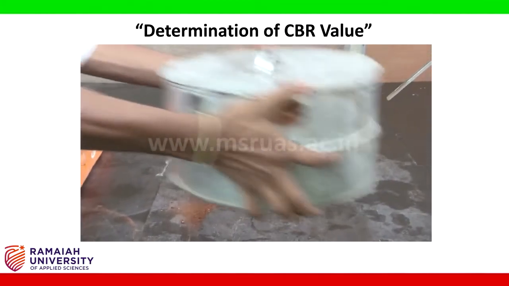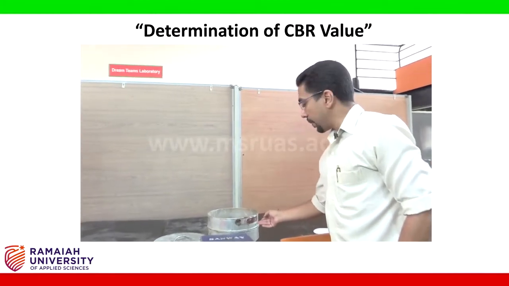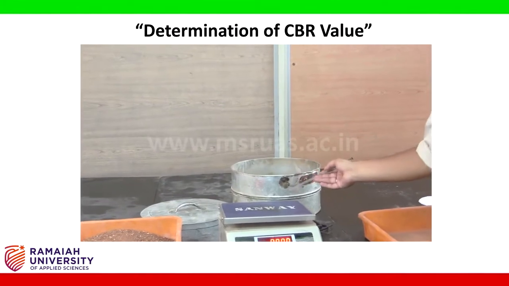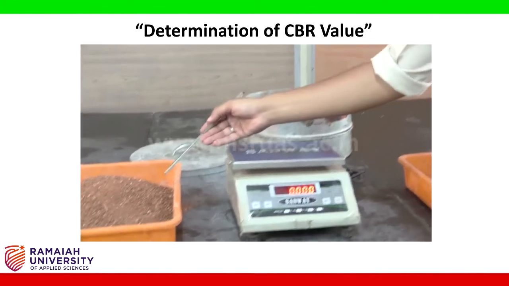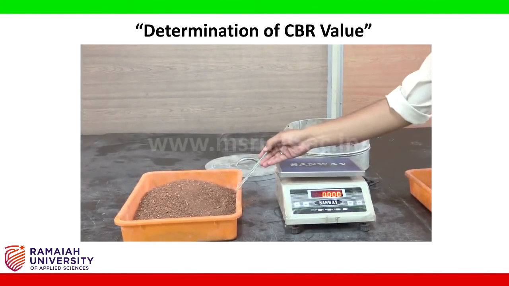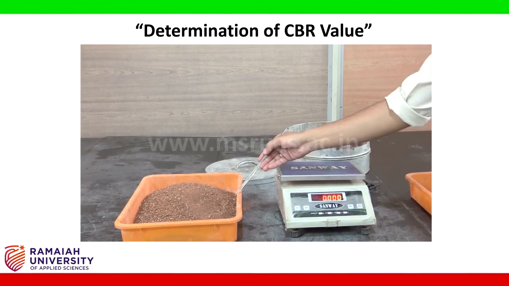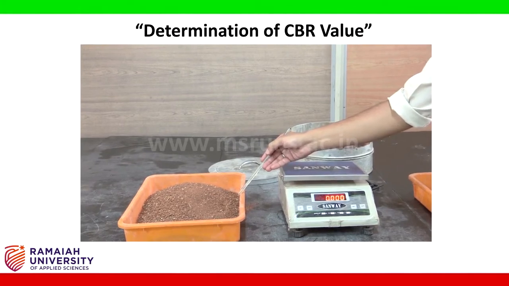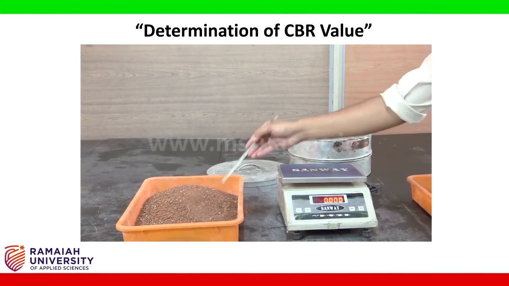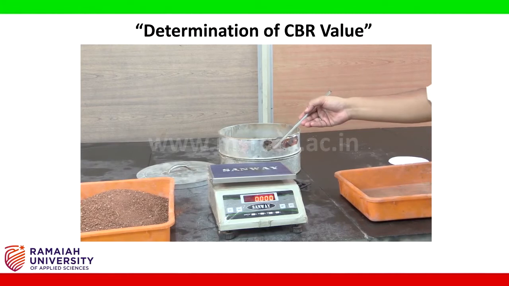Once the sieving process is completed, the material that is passing the 4.75 mm sieve must be taken into a separate tray like the way it has been placed here. This material needs to be oven dried for 24 hours at approximately 110 degrees Celsius in the hot air oven, and we need to weigh the specimen for approximately 6 kilos to start with the experiment.